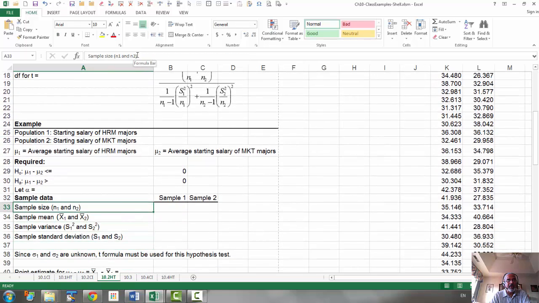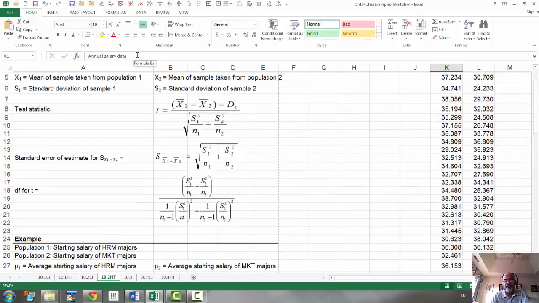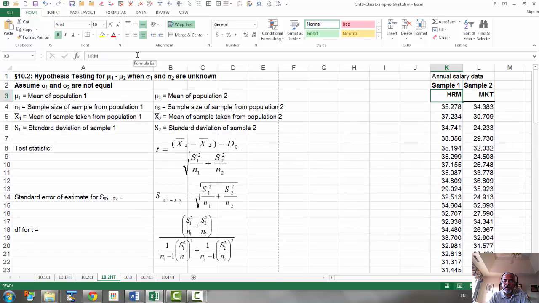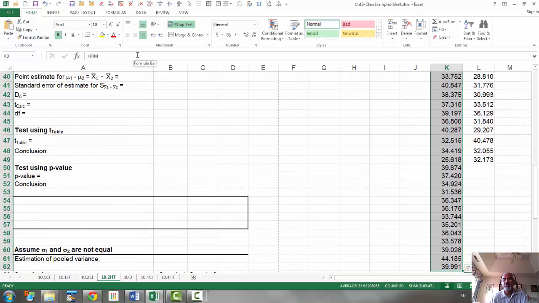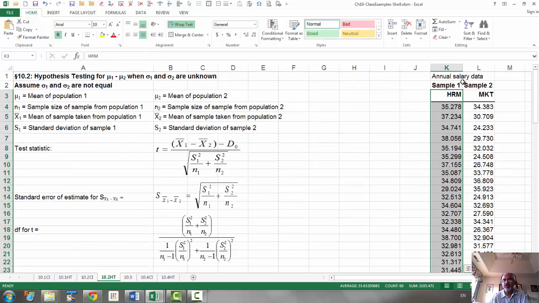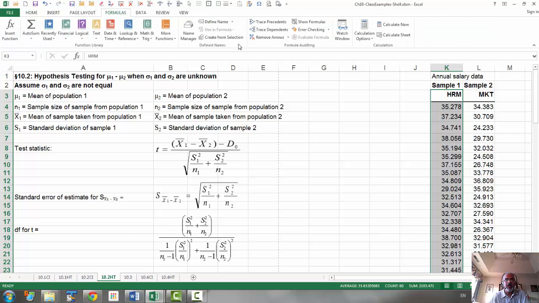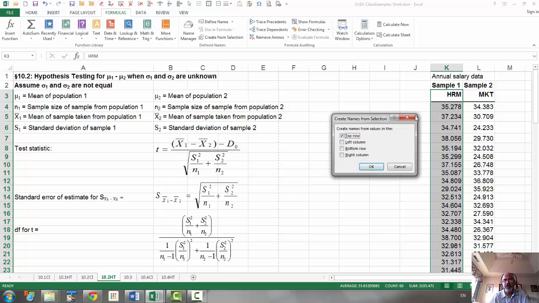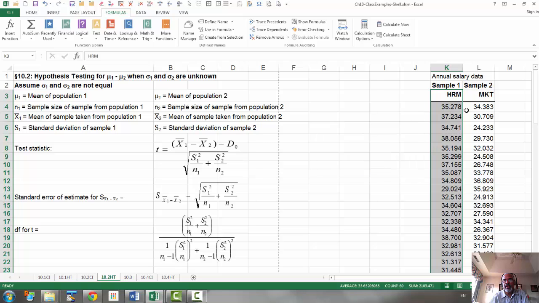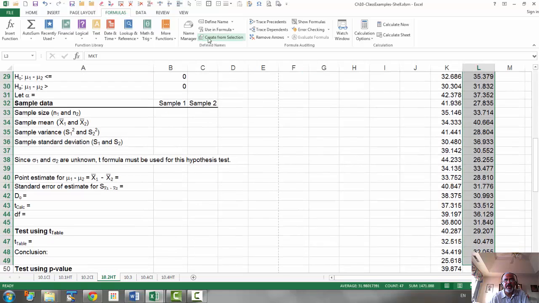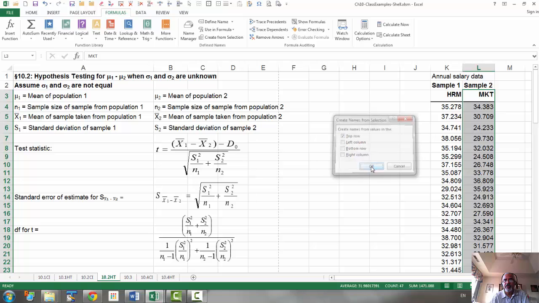Now we need to gather the sample information. For that, let's go and name the columns. That way it will be easier to set up the formulas. Let's do it one by one because they are of different sizes. Highlight the first column and create from selection, and it comes from the top row. So that's the HRM column, and do the same for MKT. Now we have the two columns named.